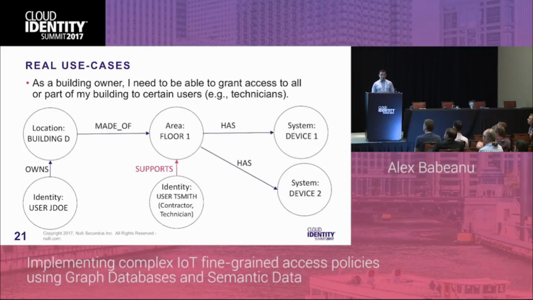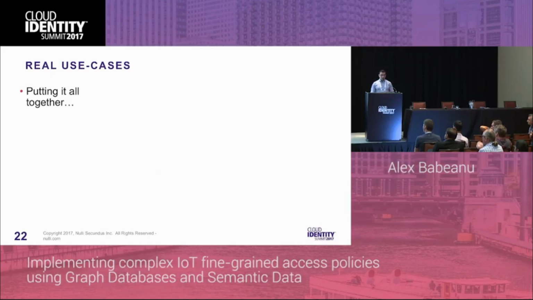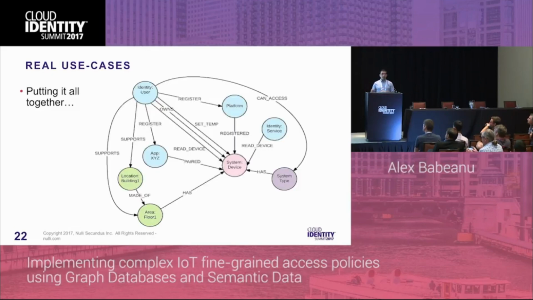Now, if we put it all together, in the case of my client, we ended up with something like this. This is a graph model that just represents one instance of all the possible nodes that you can have. Just imagine 100 million of these, right?